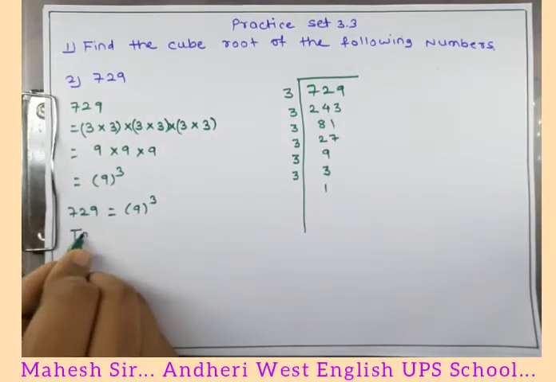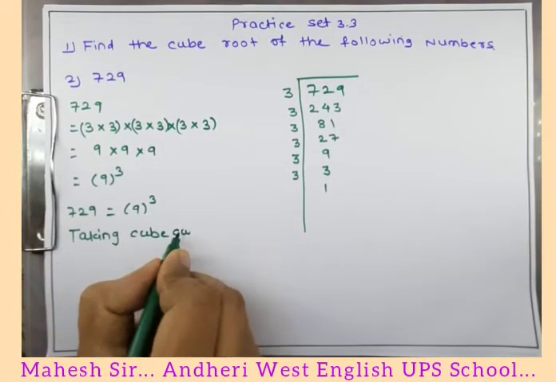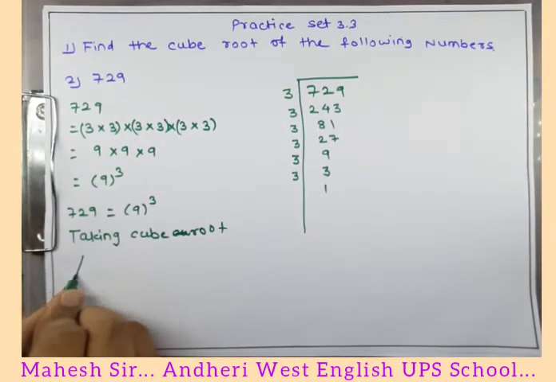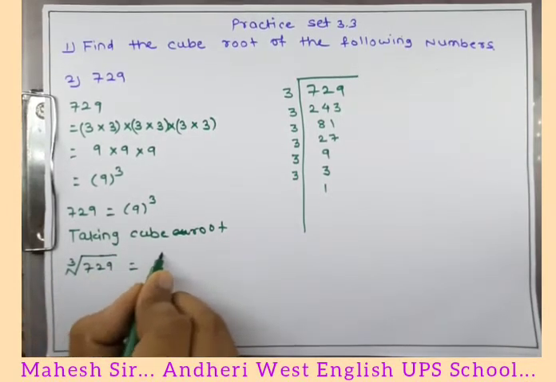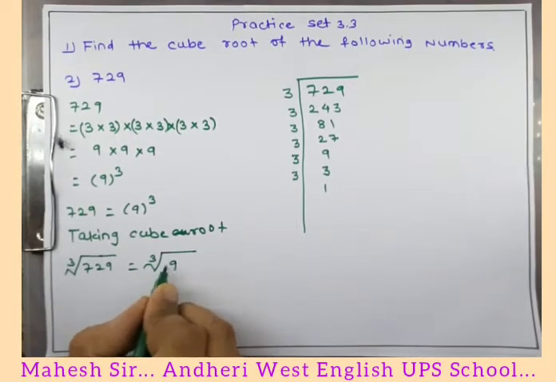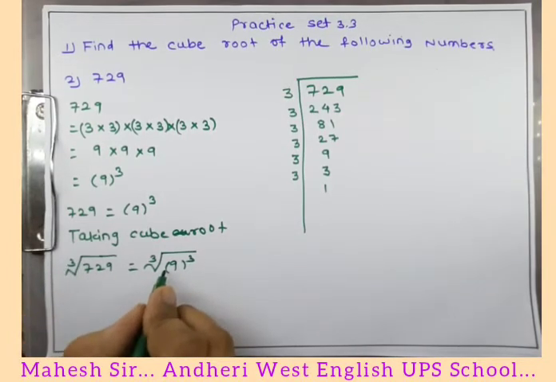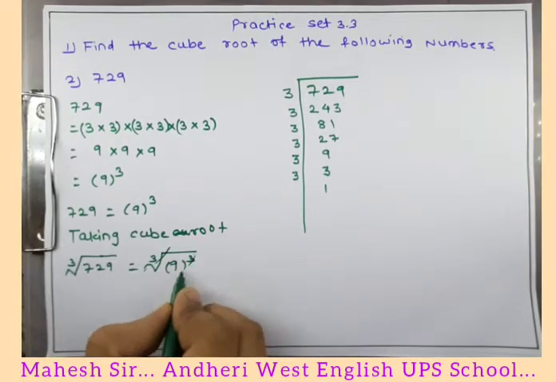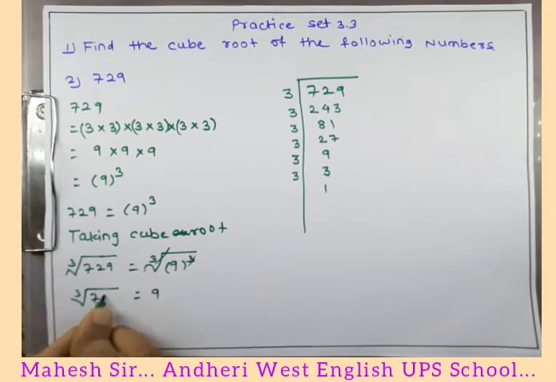Therefore, taking the cube root. If we take the cube root, what will we get? Cube root of 729 will be equal to cube root of 9 cube. Here this is cube root and this is cube, so cube and cube root will get cancelled and we will get the answer as 9. So the cube root of 729 is 9.